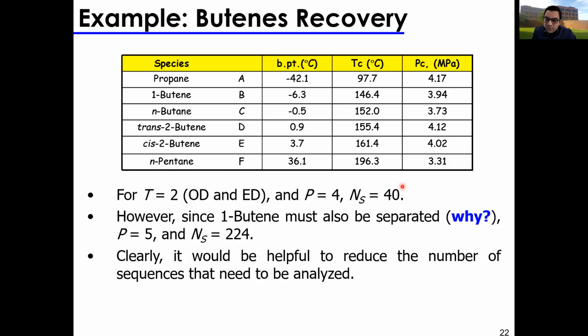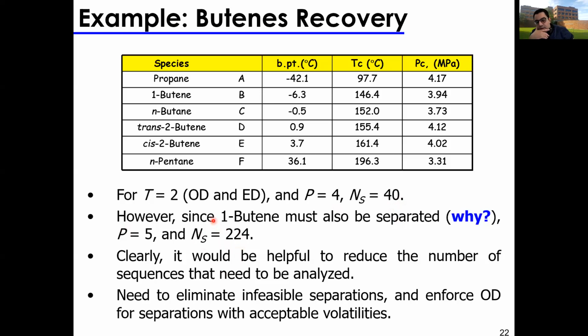So if you're doing this assessment and you find out that, I have 40 sequences or I have 200 sequences, you need to reduce the number of sequences that need to be analyzed. And in order to do this, you follow sort of a process of elimination. So you try to eliminate infeasible separations and enforce ordinary distillation for separations with acceptable volatilities. If you're doing your preliminary assessment and you find out 200 sequences, where do you start? You start by eliminating the ones which don't make sense at all.